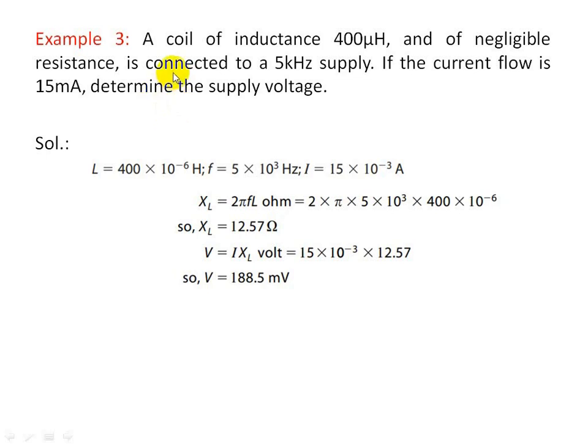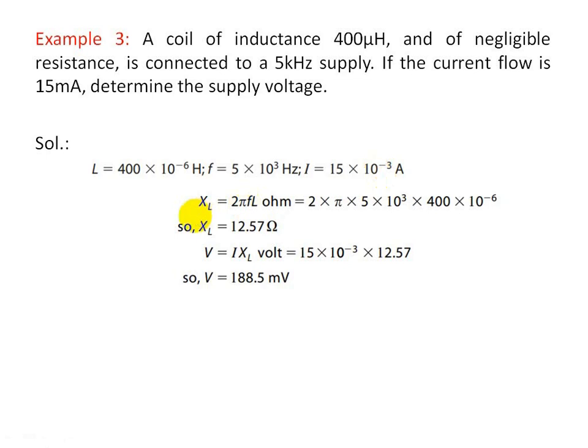Example 3. A coil of inductance 400 microhenry and of negligible resistance is connected to a 5 kHz supply. If the current flowing in the circuit is 50 milliampere, determine the supply voltage. So the given values are inductance, frequency, and the current in the circuit, 15 milliampere. You are asked to find the supply voltage. How will you find supply voltage?